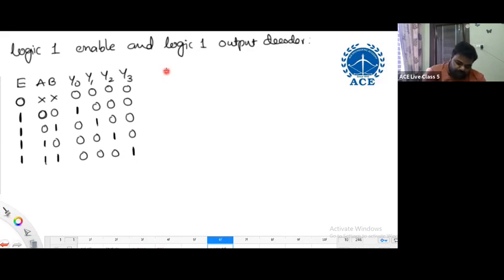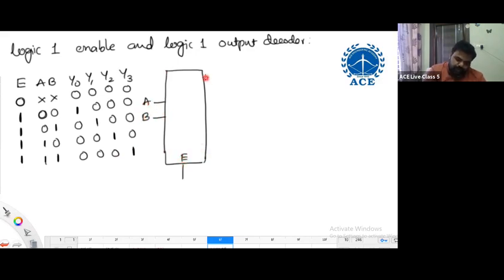Now the circuit representation: AB inputs, there is an enable input, there are 4 outputs. That is a 2 to 4 decoder, with outputs Y0, Y1, Y2, Y3. Output expressions we have also written: E, A bar, B bar; E, A bar, B; E, A, B bar; E, A, B.